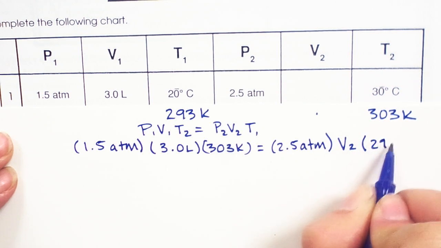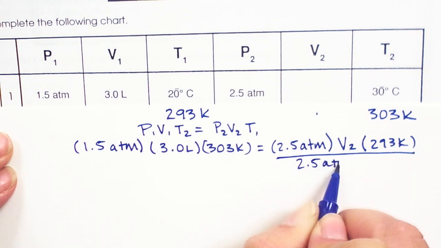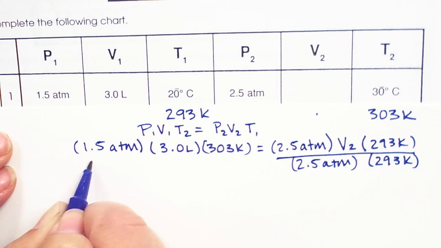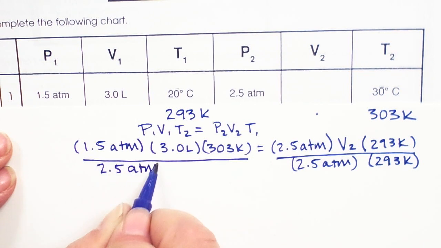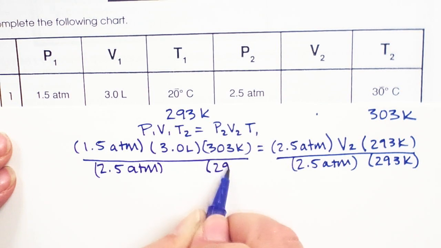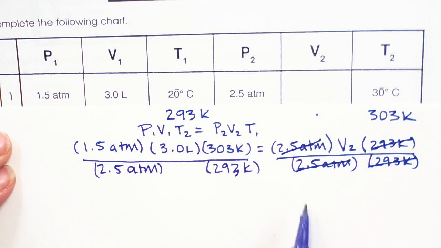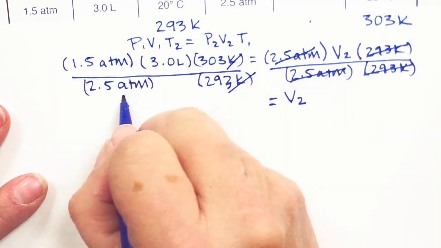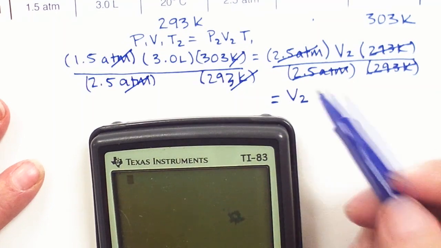T1, 293 Kelvin. Now I'm going to divide out what I don't need, 2.5 ATM. And of course you don't have to do all this. I'm doing it so that you can see what I'm doing. 293 Kelvin. And then on the other side, I'm going to divide out 2.5 ATM. And over here, I'm going to divide out 293 Kelvin. Now, over here, I can cancel these two. When I do that, I'm left with V2, which is what I'm trying to solve for. So over here, I can cancel my Kelvins, and I can cancel my ATMs. So that leaves me with liters, which is great, because I'm trying to solve for volume 2.